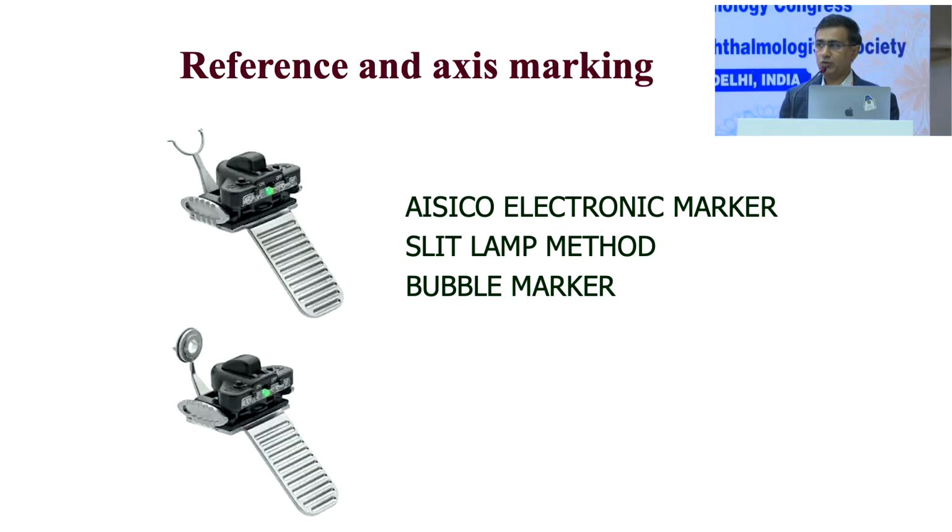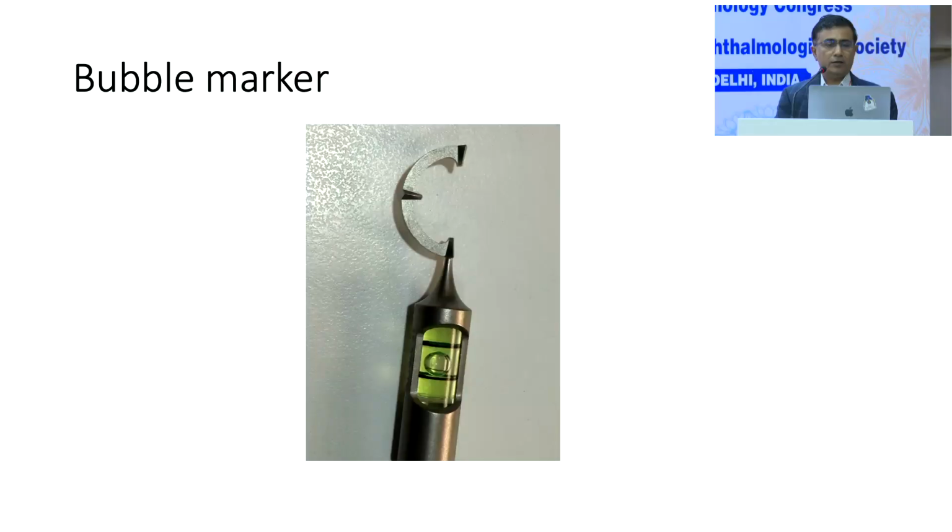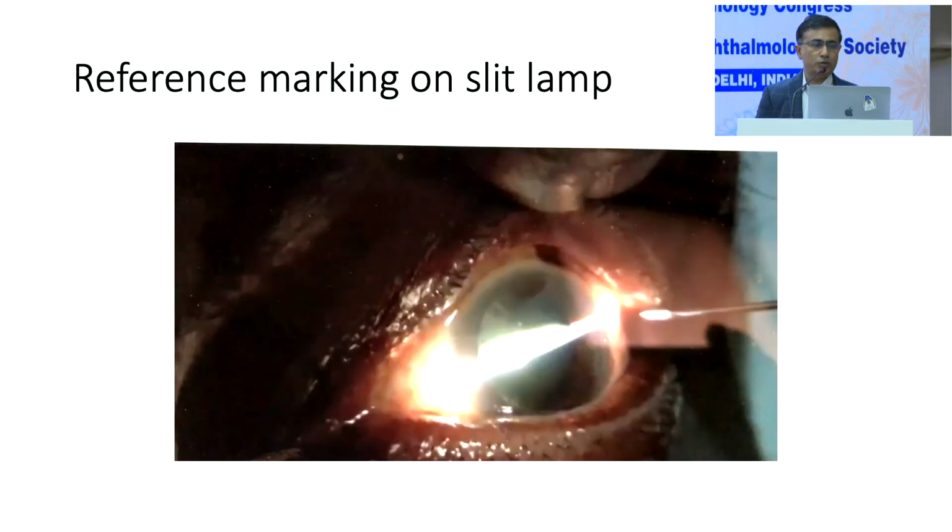Reference marking, there are various ways to mark the axis. These are the various markers which are there. And I'm not using any one of these because I had a bubble marker, but because of the ignorance of my staff, they put it in the autoclave, and so it's no more available for marking of the axis. So the one which I use, which is suitable for measurement, is reference marking on the slit lamp. Everyone has a slit lamp, and it has a slit beam which you can rotate horizontally as well as vertically as well as obliquely.